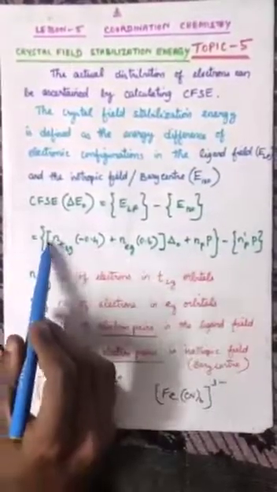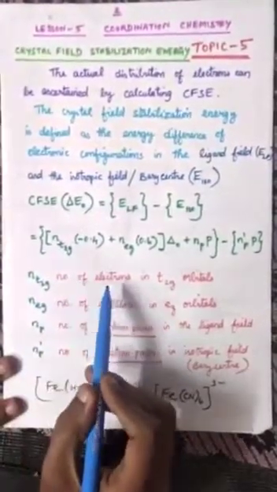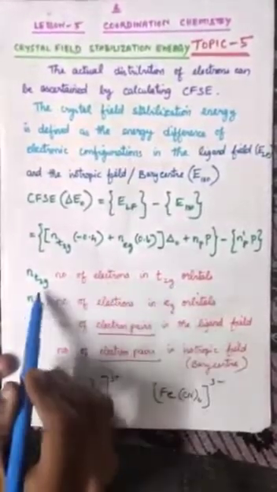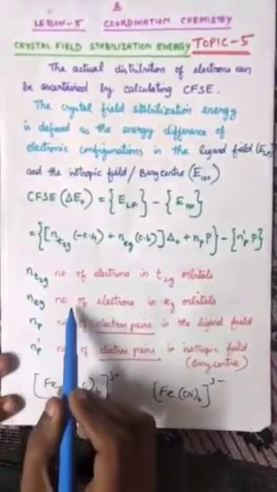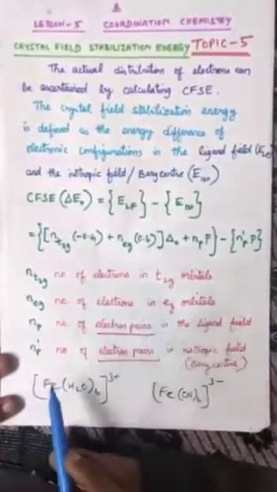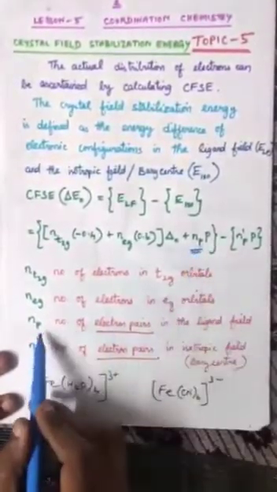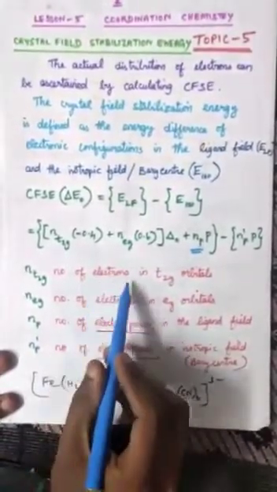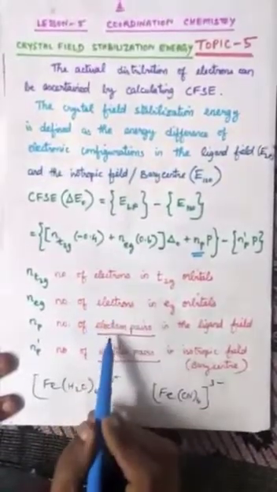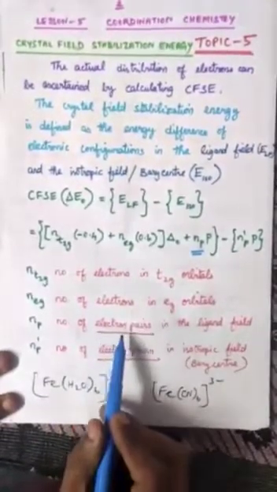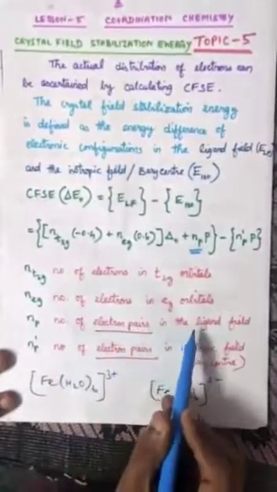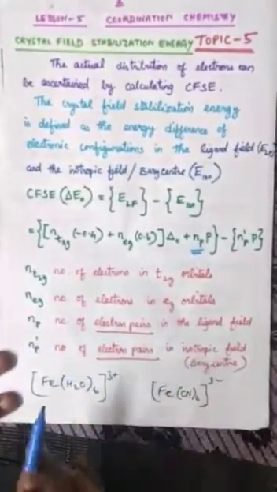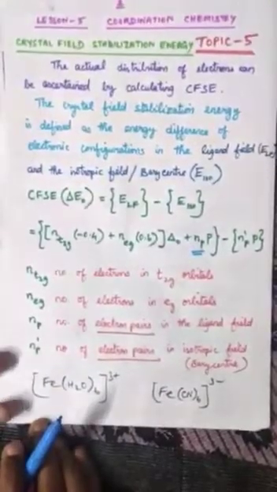Once again, n_t2g means the number of electrons in the t2g orbital. n_eg represents the number of electrons in the eg orbital. n_p represents the number of electron pairs. Electrons and electron pairs are different. Here we just calculate how many electrons there are, but in the ligand field there will also be paired electrons. So n_p is the number of electron pairs in the ligand field. n'_p is the number of electron pairs in the isotropic field or barycenter.